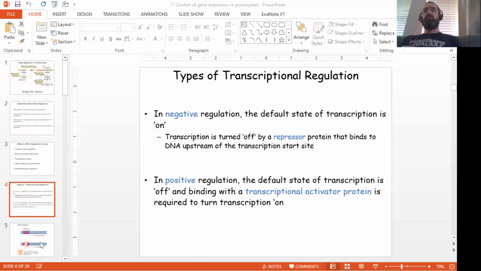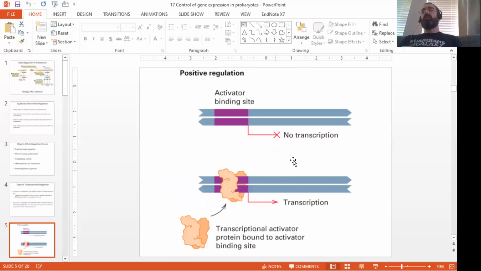So there's a nice little graphic, right? Essentially, if you have positive regulation, so you're regulating it in a positive way, so you're making expression happen, without that protein being present, you don't have any expression, right? So this allows you to turn genes on only when they're needed, right?